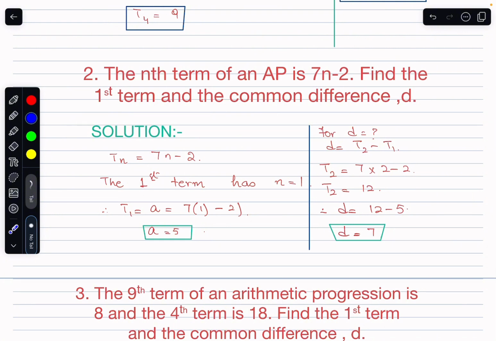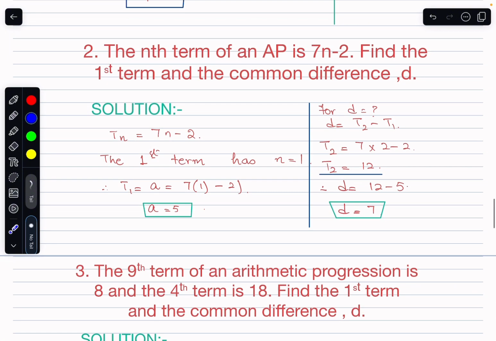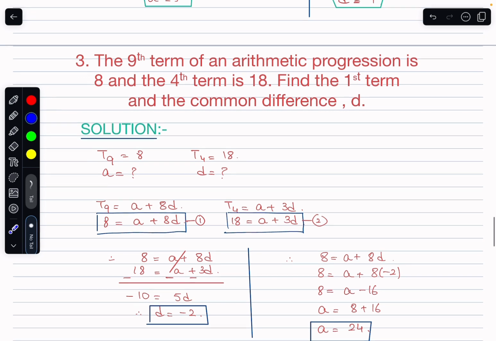So I have the second term, I have the first term. The only thing left is to find the common difference, which I can very easily say is 12 minus 5, which shall be equal to 7. Let's move to the third question.